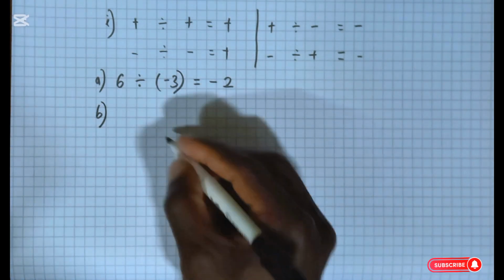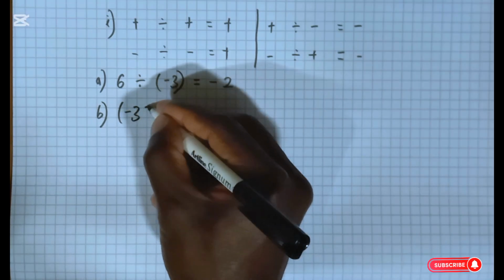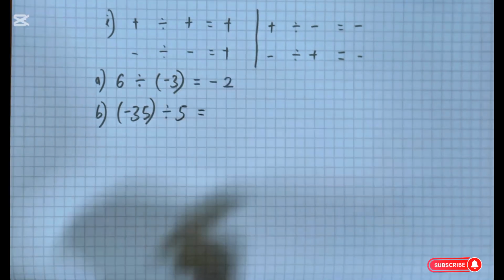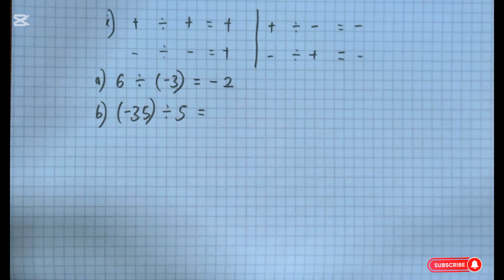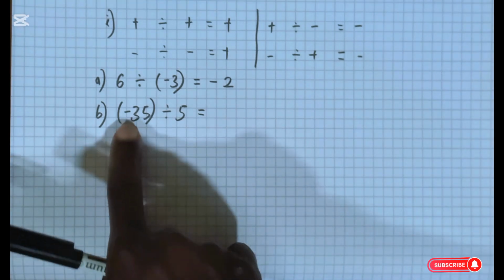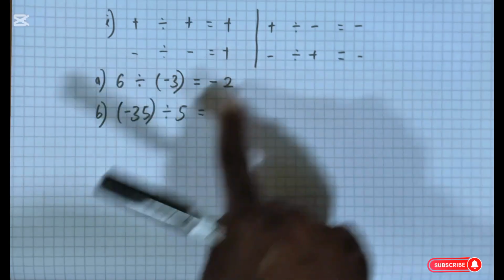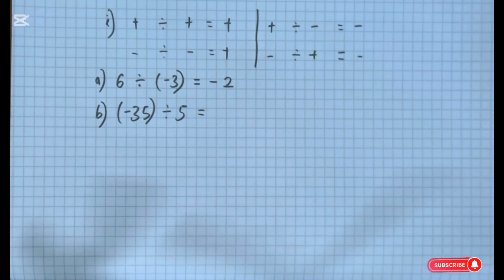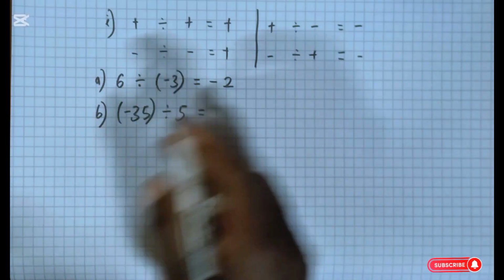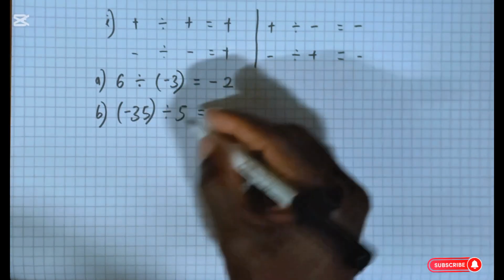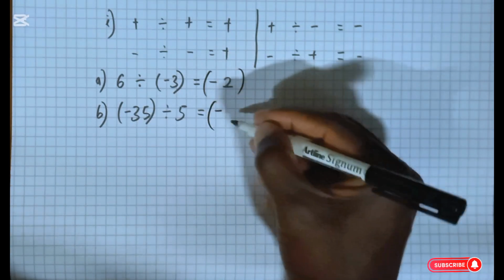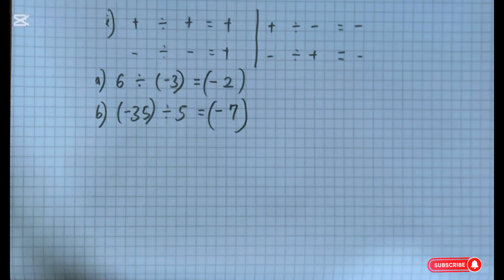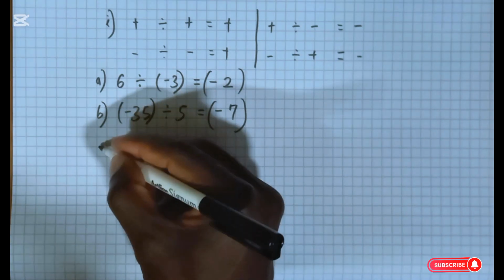And so for our second example, we are having negative 35, and we are dividing it by 5. I want you to know this is a negative number, and we are dividing it by a positive number. So we expect, of course, a negative quotient. That's going to be negative 7 right there.